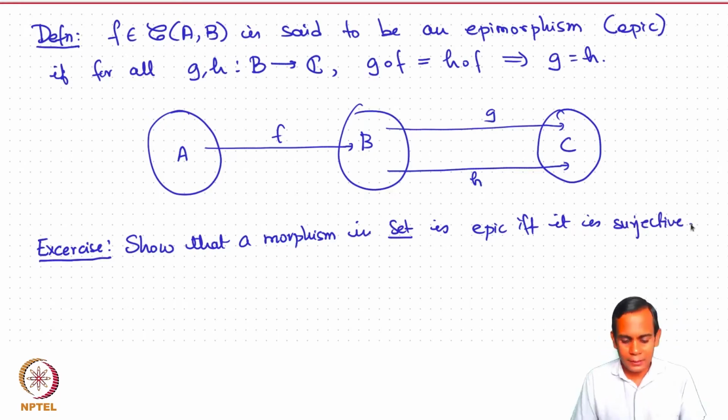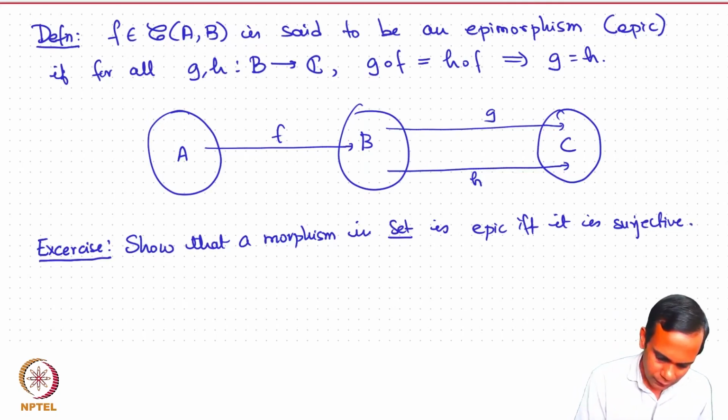Okay, but these two facts, that monics are injective and epics are surjective, are not always true, even in a category where the objects are sets and morphisms are functions. We've seen a lot of categories where objects are sets and morphisms are functions, for example, the category of groups, the category of rings, the category of modules for a fixed ring, and so on. But partly it is true.